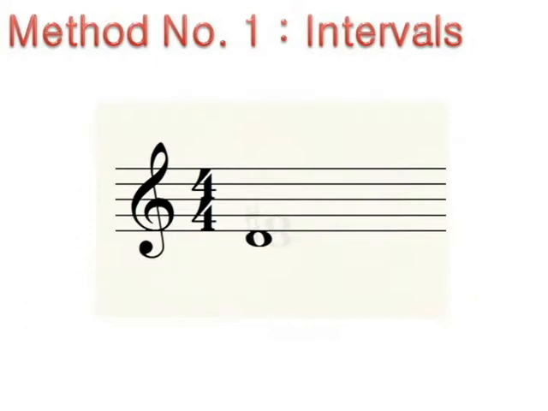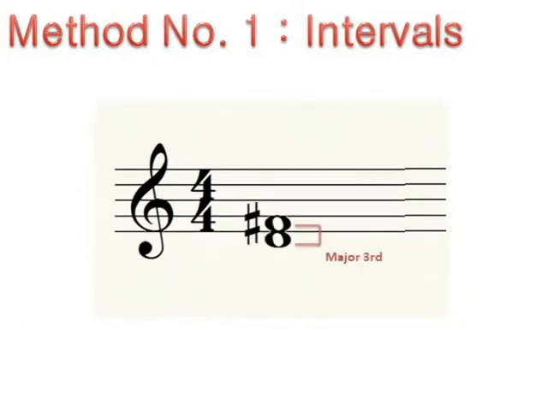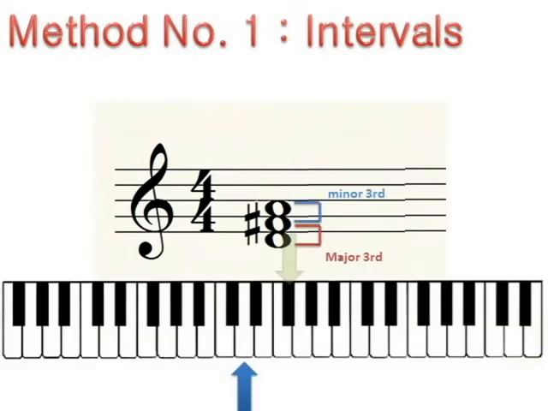If the starting pitch is D, a major third above is F sharp, and a minor third above F sharp is A. We must use F sharp instead of F natural because the interval of a major third consists of 4 half steps.